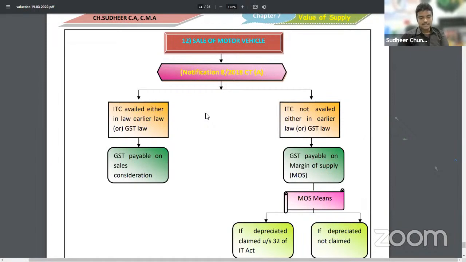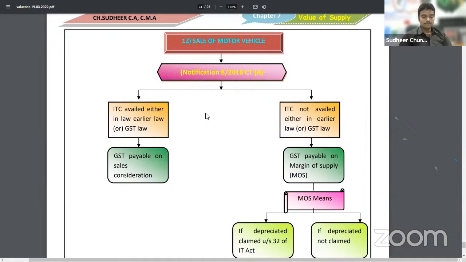It is an asset to us. If that asset is being sold, whether GST is required to be levied. This is a problem arising for many persons. If in business we record a motor vehicle, at the time of selling that motor vehicle, should we pay any GST? That is the question. We are now going to have a complete clarification regarding this aspect.